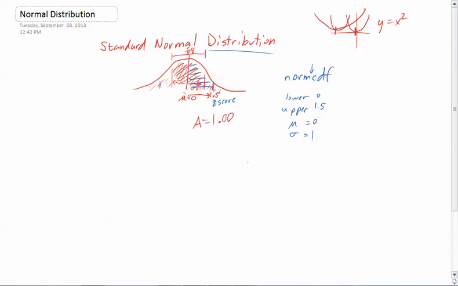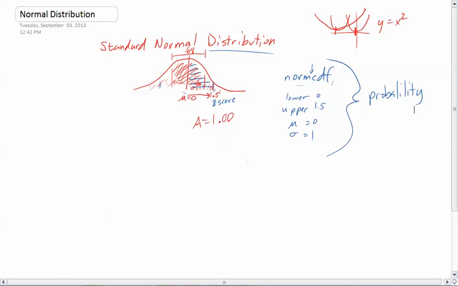Okay? Now, what this gives you, if you put in the normal CDF, the result will be a probability, or a percentage, or a proportion, right? That's what it gives you, because it's telling you how much of the curve is this area from 0 to 1.5, how much is covered. What is the shaded area there?